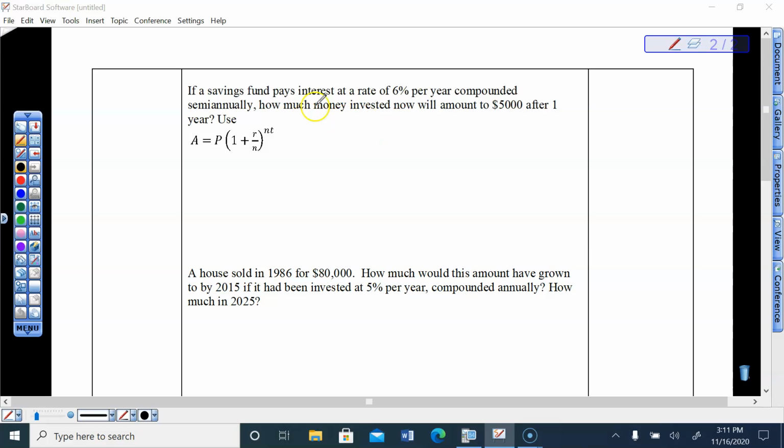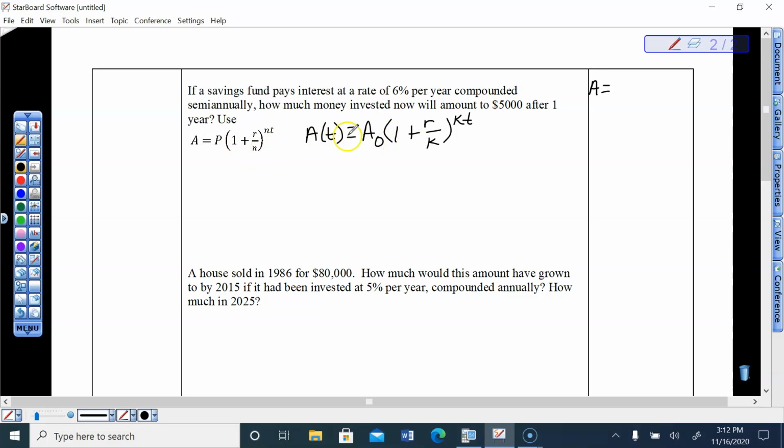So here we have, if a savings fund pays interest at a rate of 6% per year, compounded semi-annually, how much money invested now will amount to $5,000 after 1 year? And then it gives us this formula here. Well, let's define what all of these parts mean. A, sometimes I would rather see this as the A of T, the amount after time, and your amount at the beginning or your initial amount versus your principal. They are the same thing, okay? 1 plus R over K instead of N, but they're the same thing again, times the KT.